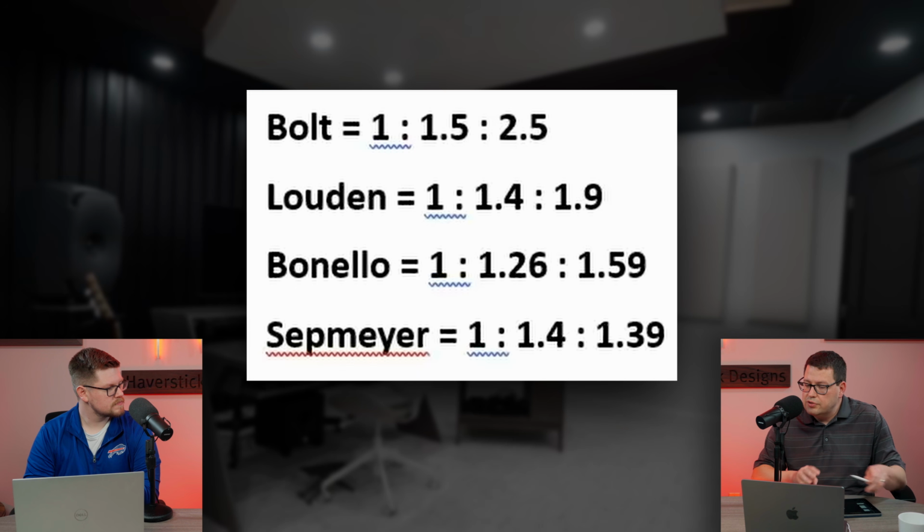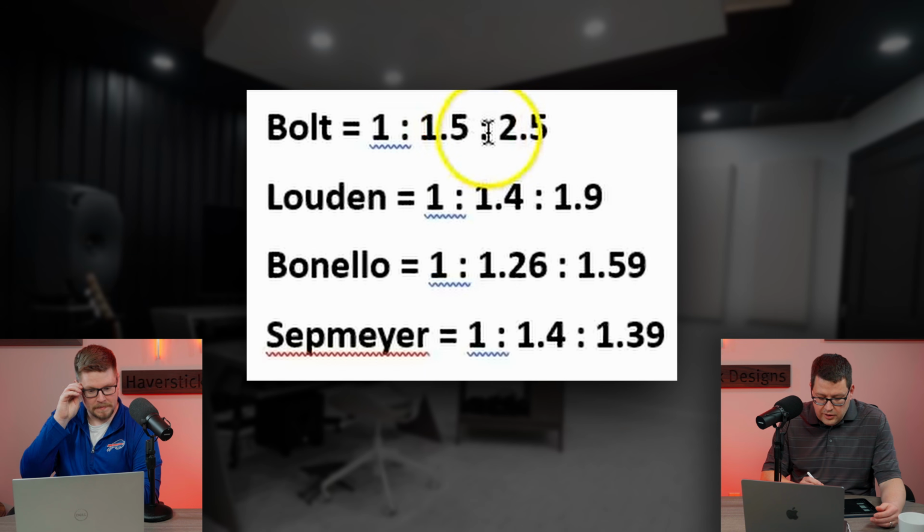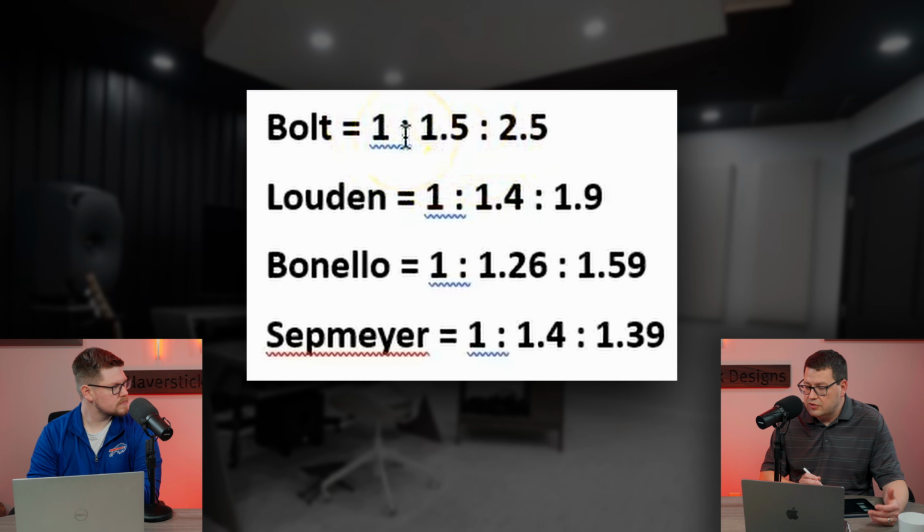I've got a graphic here on the screen that shows some of the different ratios that are out there. The first one here by Richard Bolt is 1 to 1.5 to 2.5. To explain these ratios, typically the 1 in the ratio a lot of times ends up being the ceiling height, because it's usually the shortest dimension in your room, since the length and the width end up being a little bit longer. It's not always the case, but that's usually how it goes.